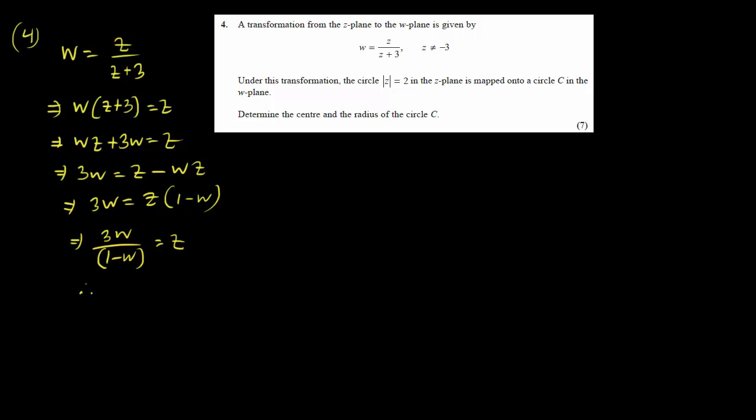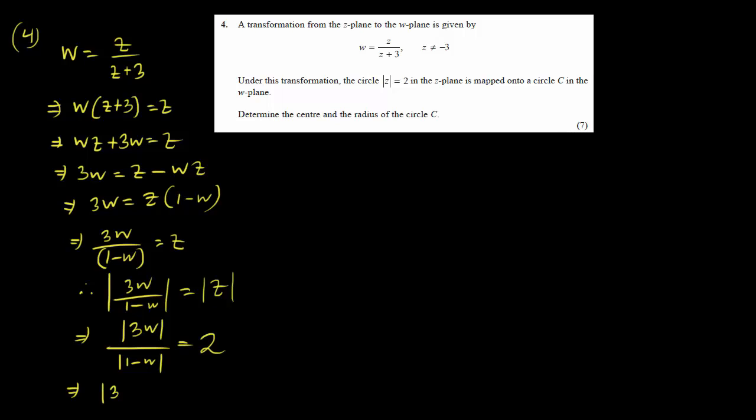Now if we take the modulus on both sides, because modulus of z equals 2 is given, this is going to be modulus of 3w divided by 1 minus w equals modulus of z. If we break this modulus down, it's going to be modulus upstairs divided by modulus of 1 minus w, and modulus of z is 2. So if we do cross multiplication, this would be modulus of 3w equals 2 times modulus of 1 minus w.